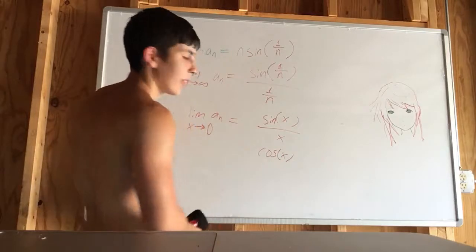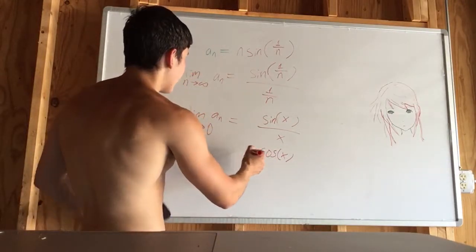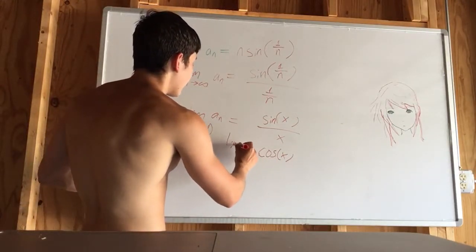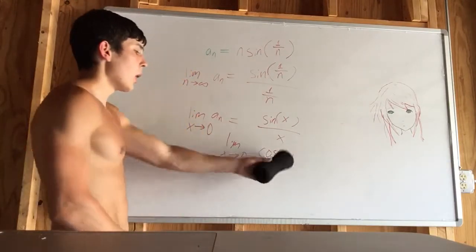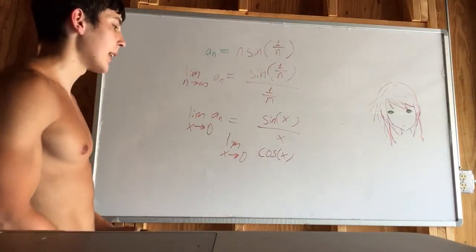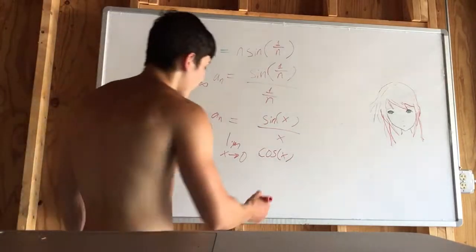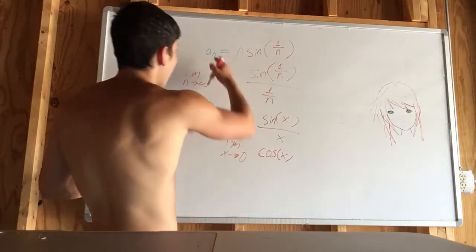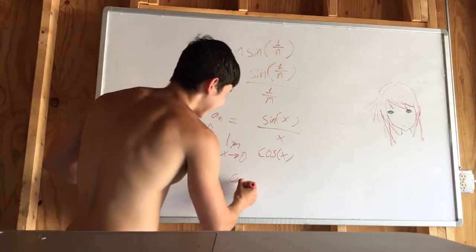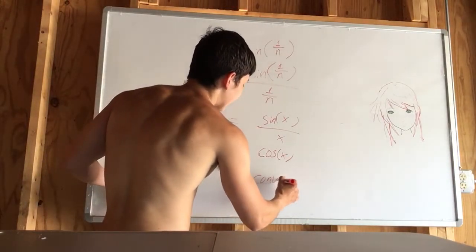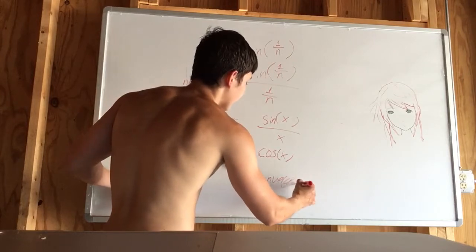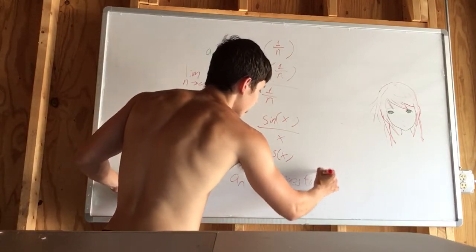So we have cosine of x, with the limit as x approaches 0. Plug in 0 into cosine, and you get 1. So our sequence here does converge. It converges to 1.